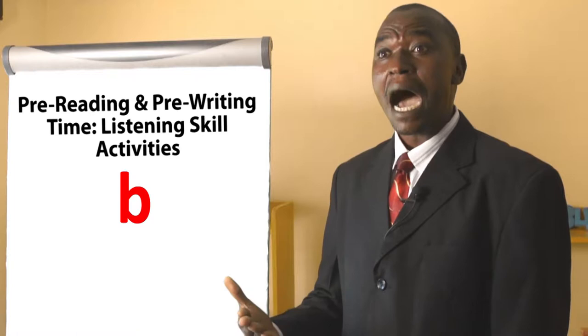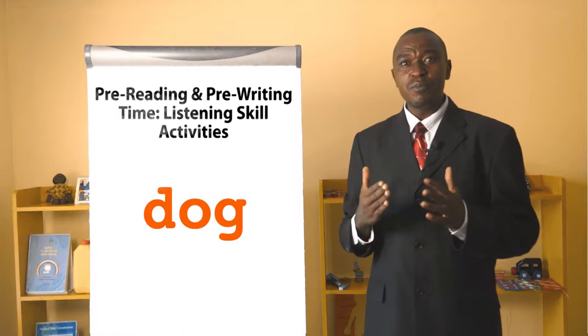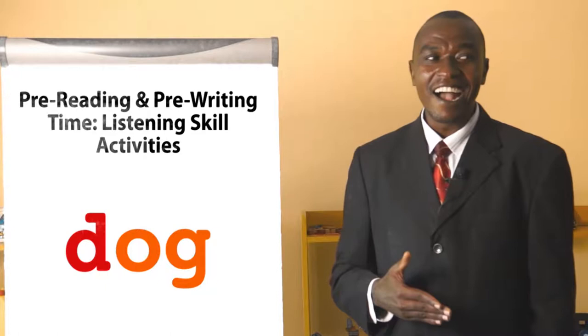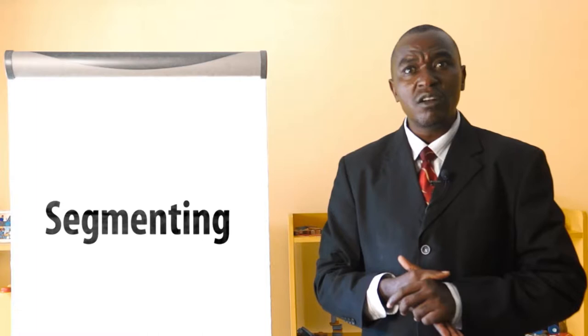For example, a child should be able to tell me which word starts with the B sound. But or part? If I say the word dog, a pupil should be able to tell me it starts with the sound D. We call this second skill segmenting. Ultimately, we want pupils to segment a word into its individual sounds.